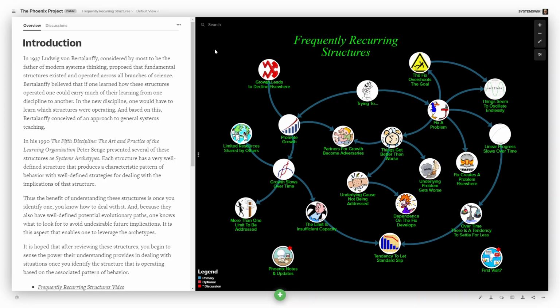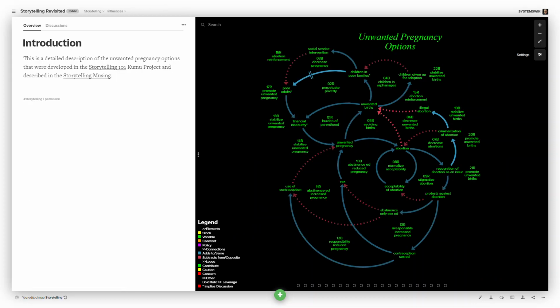A frequently recurring structure has a very well-defined structure with a characteristic pattern of behavior and a well-defined strategy for how to deal with it. And what I realized over time was that in the midst of one of these messes, there is typically one or a small number of archetypes which are primarily responsible for the behavior of the structure.